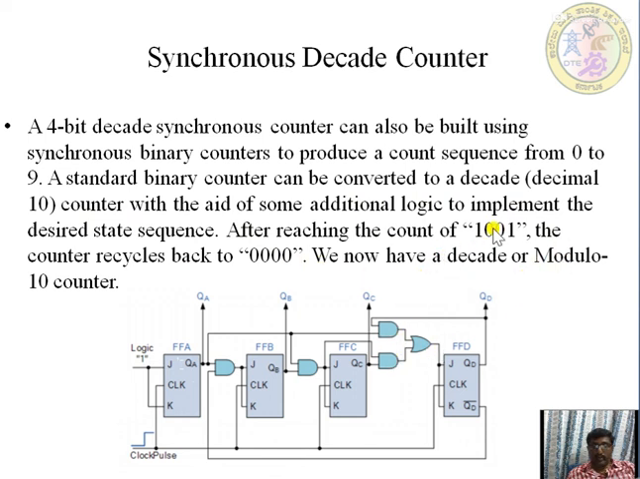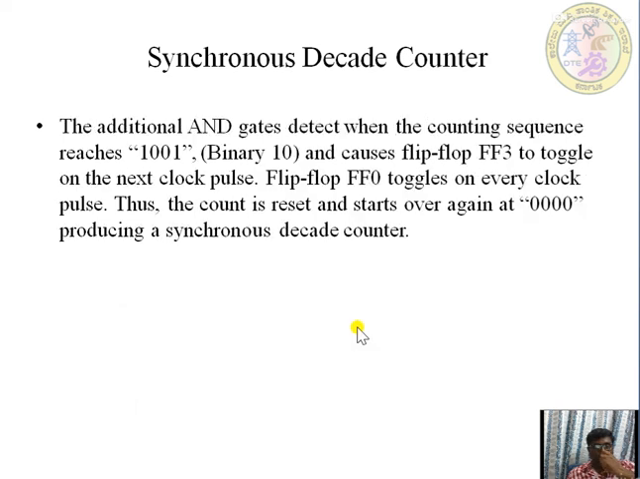See here. What we have been checking for is 1 0 0 1. Whatever you get is the output of the NAND gate, the AND gate. So 0 0 we have not considered here. Next, once again, this one gets a clock. So at this point it is acting as a modulo 10 counter. The additional AND gates detect when the counting sequence reaches binary 1010 and cause the flip-flop to toggle on the next clock pulse.